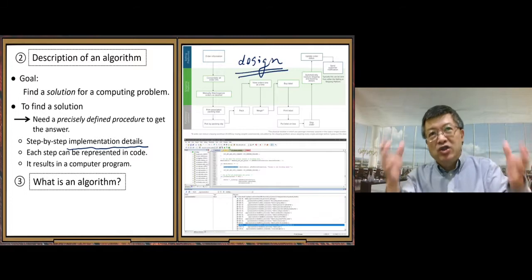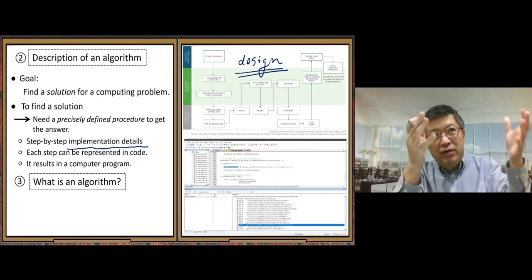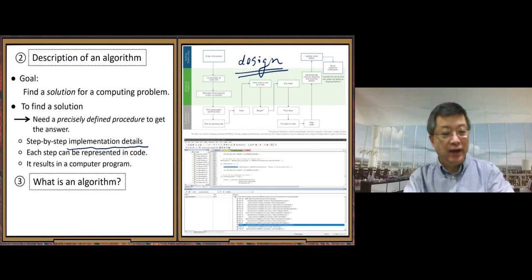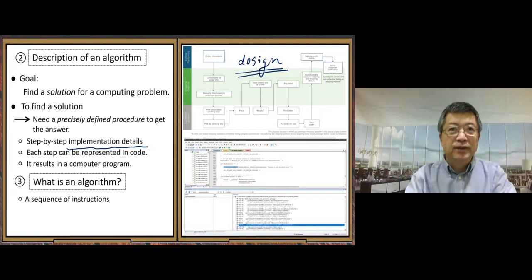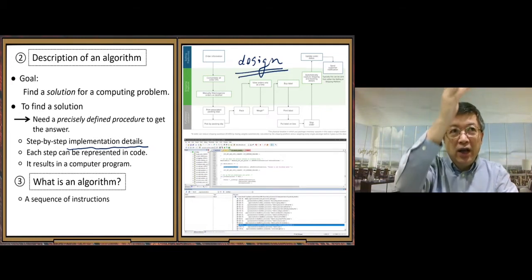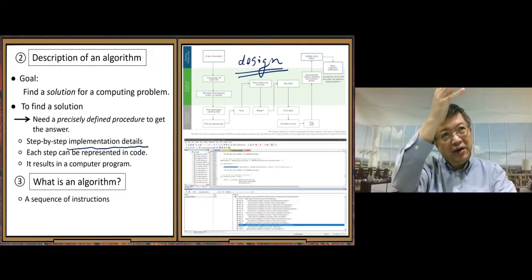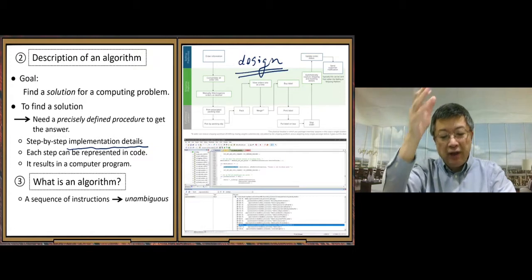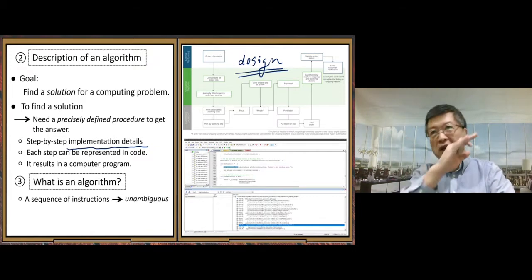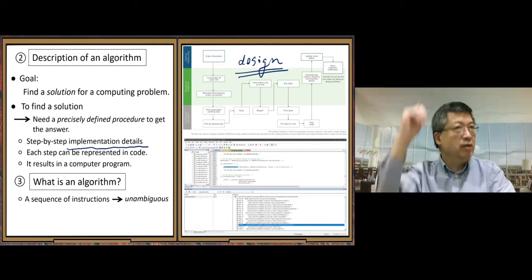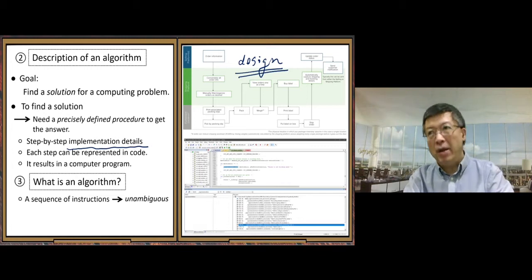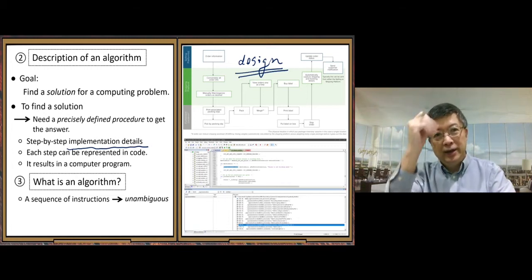Now we describe it from several aspects. First, it is a sequence of instructions. And those instructions should be unambiguous. So very clear. They could be implemented by a computer programmer, a qualified computer programmer, right? So that's one aspect.